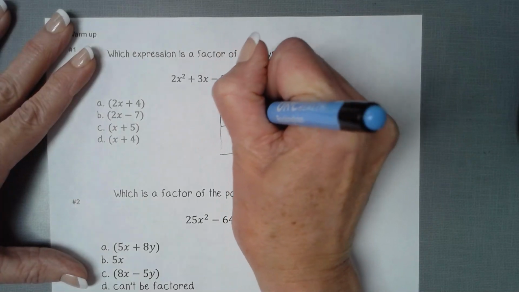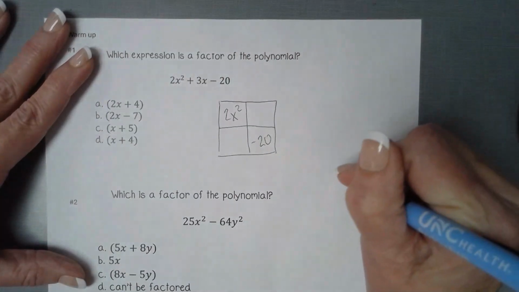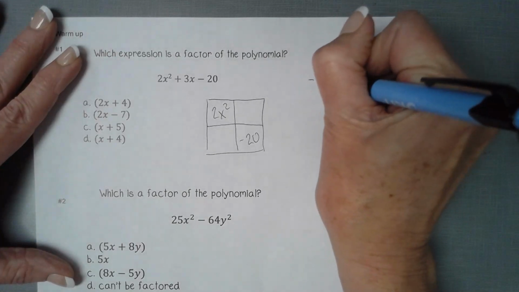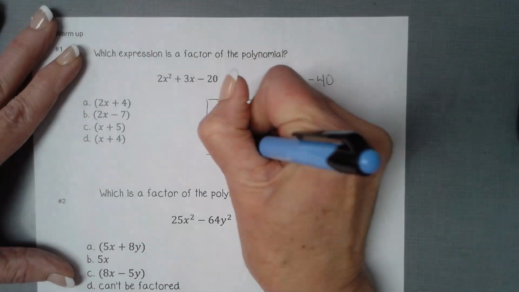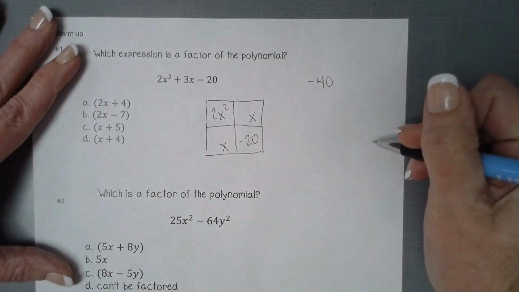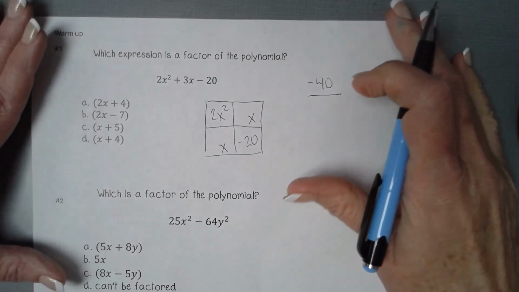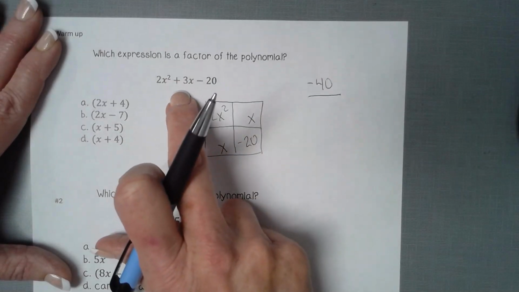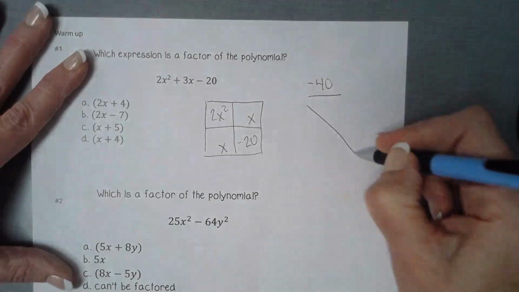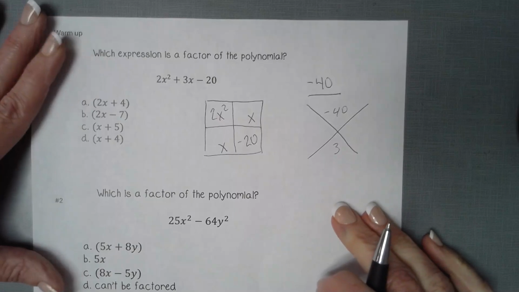First term goes in the first slots, last term goes in the last slots. When I multiply together, I get negative 40. I am not worried about the x squared, I'm just going to put the x's in the boxes. Okay? So now I need the factors for negative 40 that combine to give me the middle term, which is 3. So basically, my negative 40 goes on top. My 3 goes on the bottom.